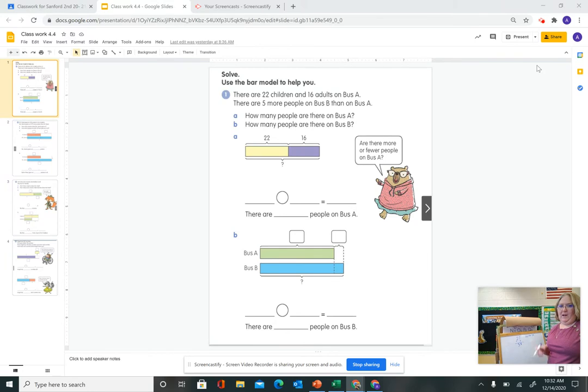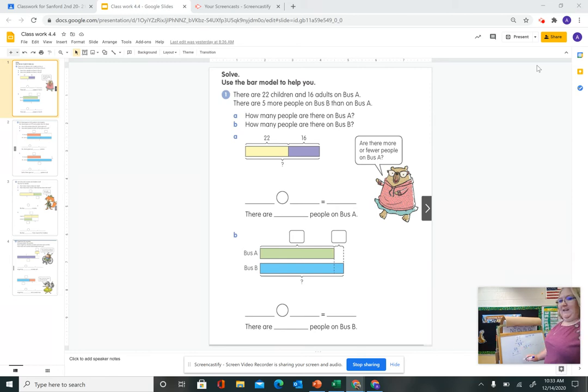in blue. Well, I already know there are 38 people on bus A, and there are 5 more people on bus B. So I have to add those extra 5. So 38 plus 5 will give us how many people are on bus B. When I do this problem, I have to stack it up so I can add, right? So it would be 38 plus 5. Ooh, it looks like we might have to do some regrouping.